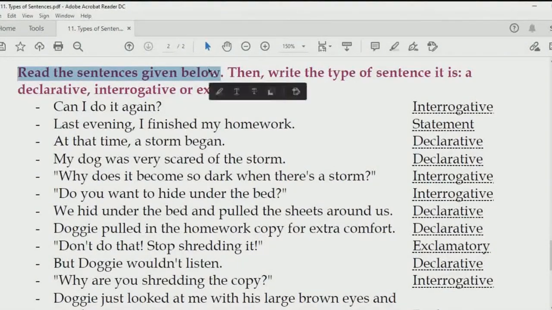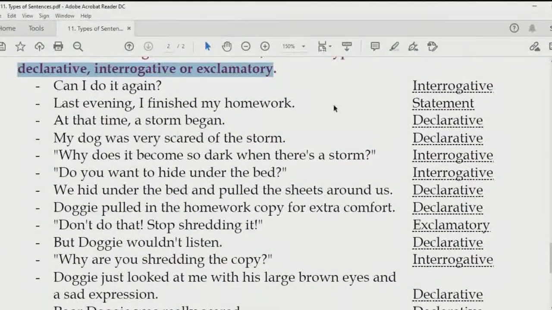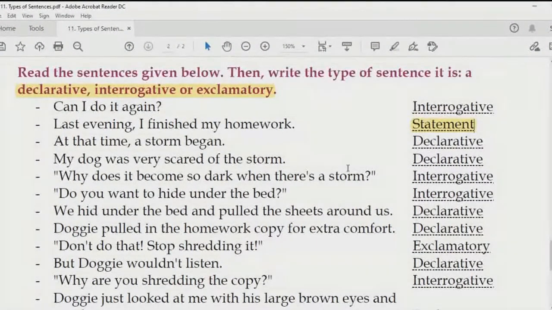Read the sentences given below. Then write the type of sentence it is: declarative, interrogative or exclamatory. And students, please note over here there is "statement." And I have highlighted this word just to tell you that over here we don't have the word "declarative." So I'd want to ask you, why did the word statement come over here?